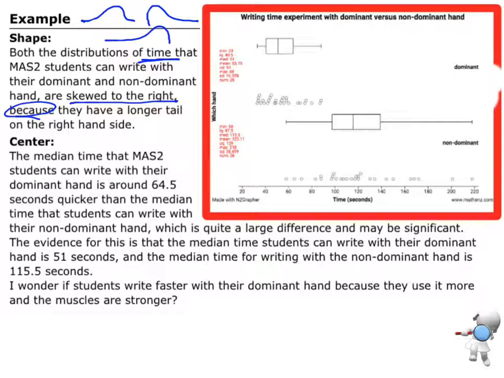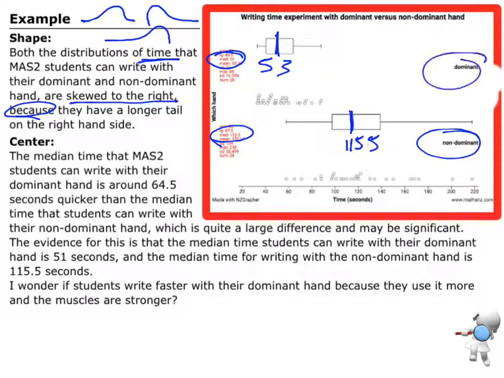Okay, now I want to look for centre. So I want to say, right, well, the median time for my dominant hand and the median time for my non-dominant hand. And I can see that my median time for my dominant hand is 53 seconds, whereas the median time for my non-dominant hand is 115.5 seconds. So which one takes longer? Well, the non-dominant hand is taking longer than the dominant hand, and I want to find out what the difference between it is. So I'm going to do the subtraction. So I'm going to do 115.5 minus 53, and that's going to give me a difference of 64.5 seconds.